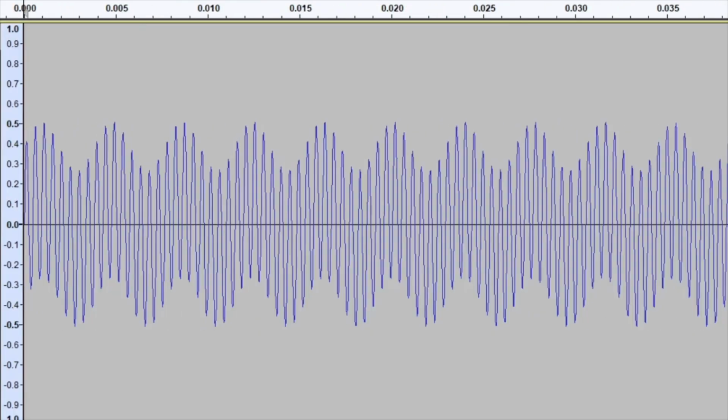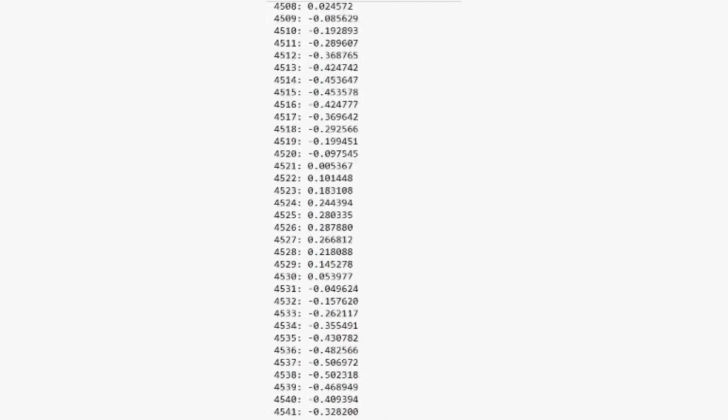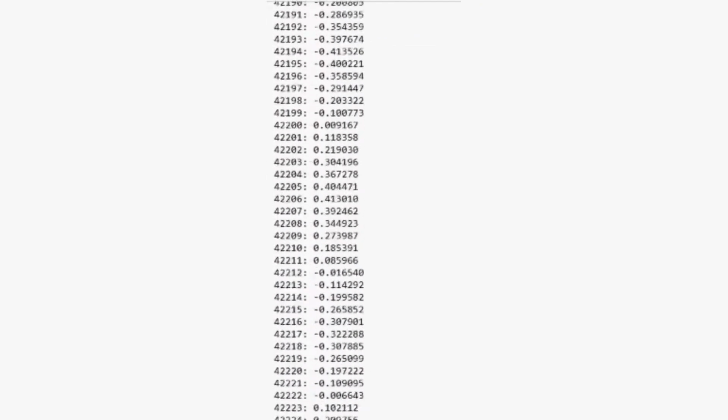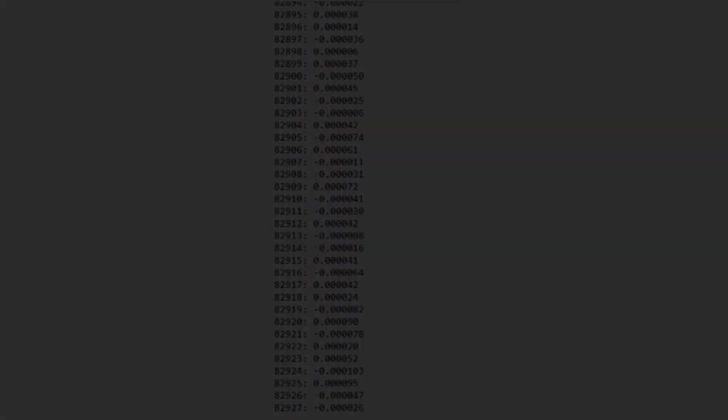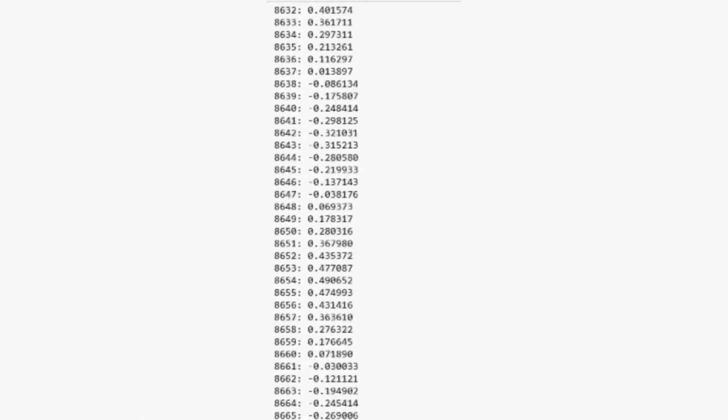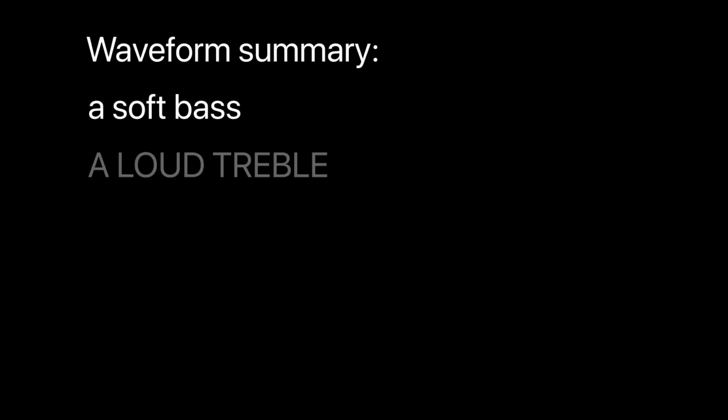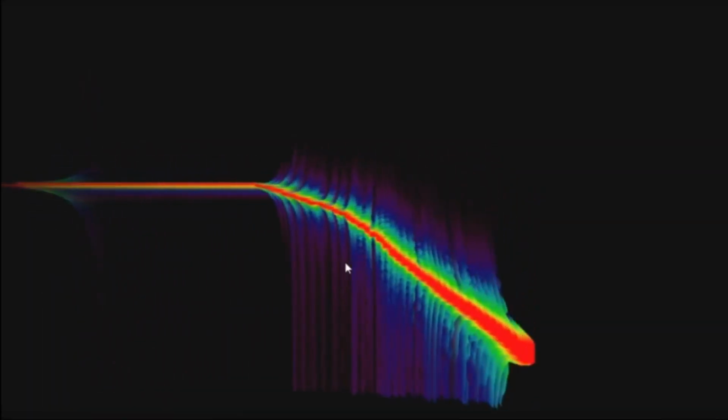Let's say you hear this sound. The waveform of a sound measures its loudness tens of thousands of times per second. That's a huge number of values, but in reality, we don't need to store all of them. We just need to know which frequencies are present and how strong each one is. Instead of storing the entire waveform, we can summarize it with just a few values: a soft bass and a loud treble. It's like looking at a sound through a spectrogram or an equalizer.